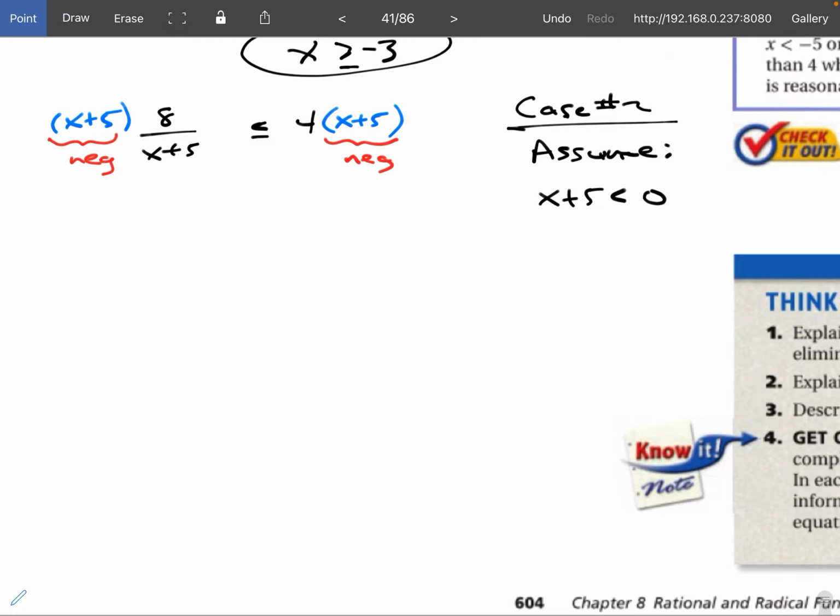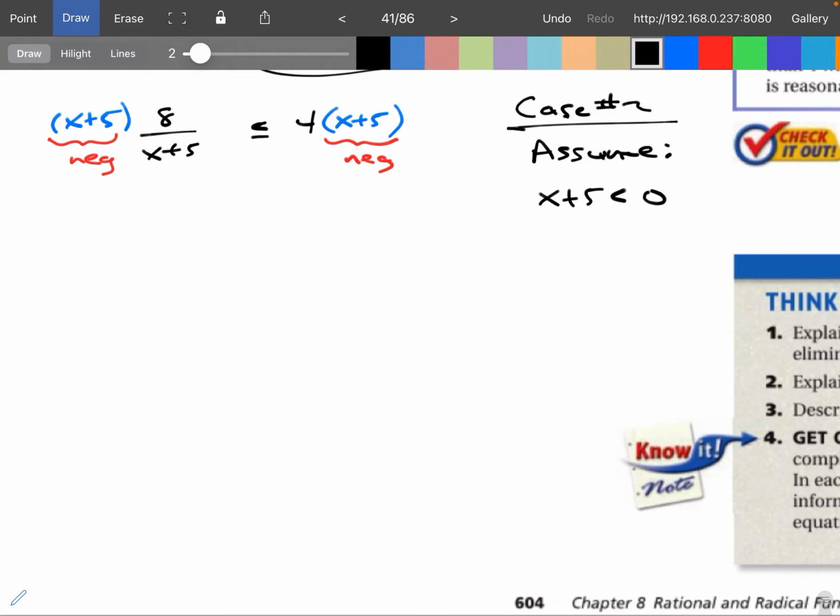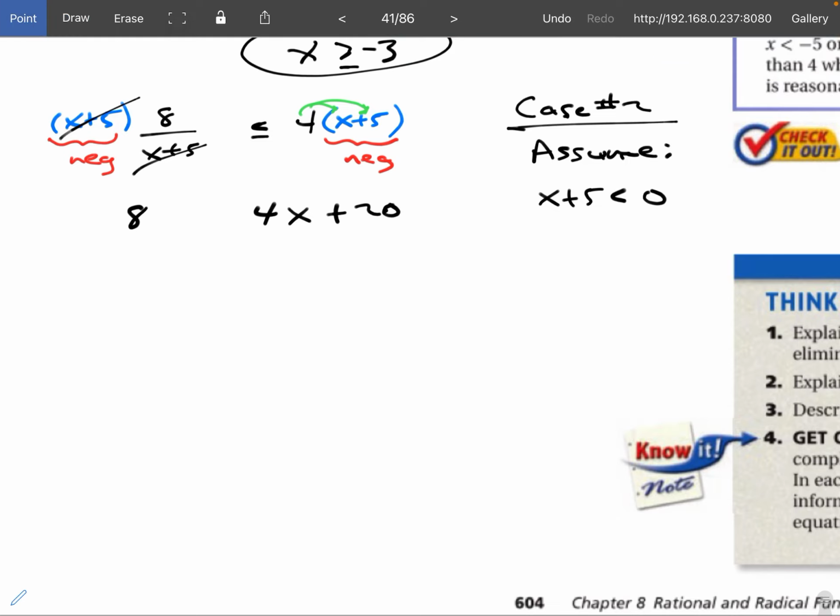Well, if I multiply both sides by a negative, then I'm going to have to flip this inequality in the middle, right? So let's do this. These quantities x plus 5 on the left are going to cancel out still. So that side is still going to be 8, just like it was before. I'm going to distribute the 4 on the right-hand side, just like I did before. So that is going to give me 4x plus 20.